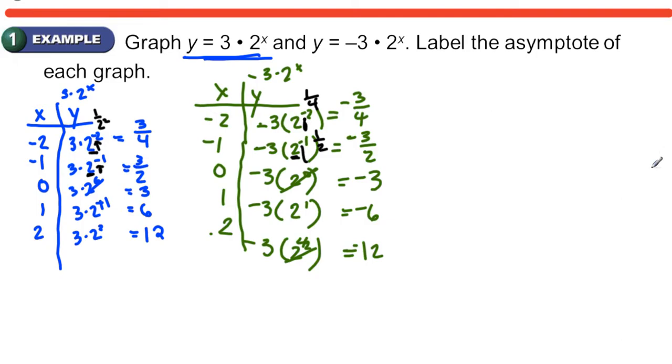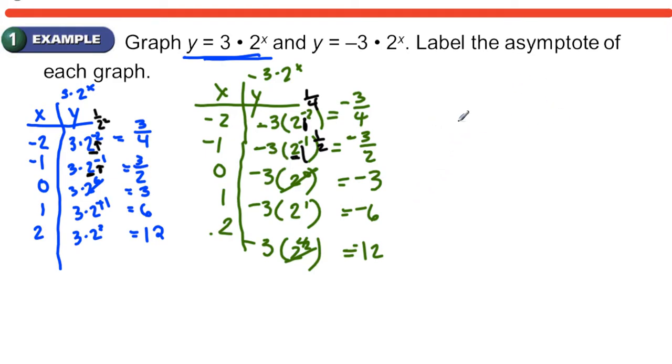So now you can see quite plainly that the values are the exact same if you took the absolute value of them, with the exception that the blue one is positive. It's increasing, and then the green one is decreasing.